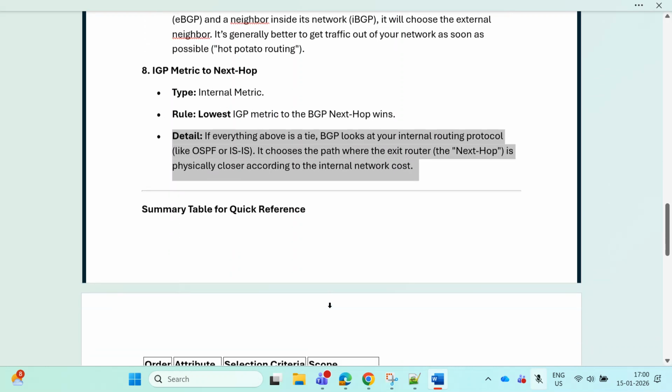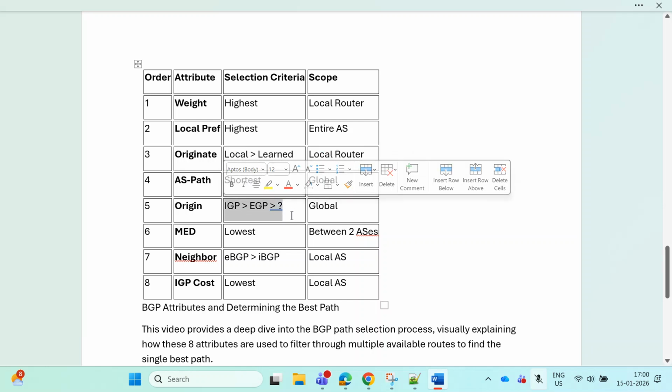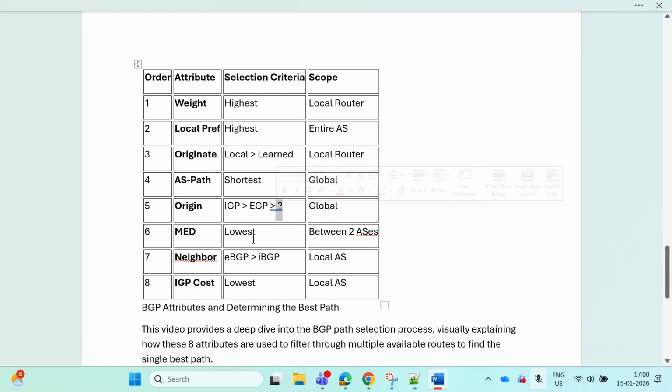Let me summarize what we discussed. I mentioned here, in order, eight attributes: weight, local preference, originate, AS path, origin, MED, neighbor, and IGP cost. You can see it mentions which one is preferred. Highest weight is preferred, highest local preference is preferred, locally learned is more preferred, shortest AS path is preferred, over incomplete, MED lowest is preferred, eBGP is preferred over iBGP, and IGP cost is always lower. That is what it was trying to say.